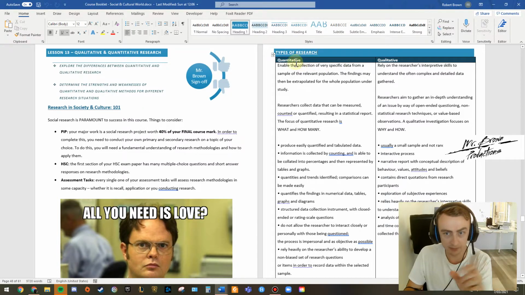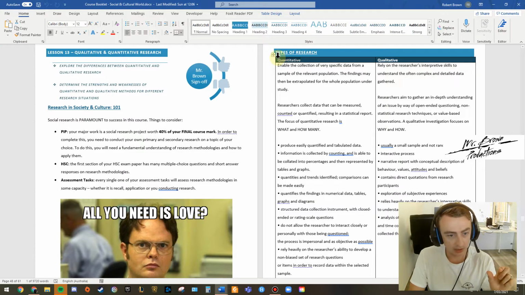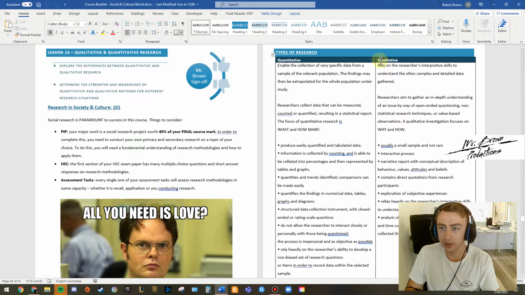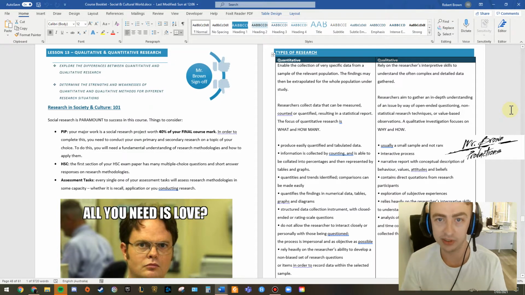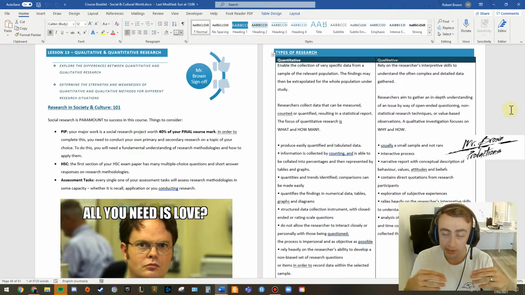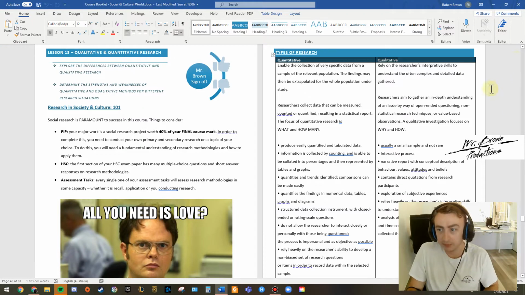On your quantitative card, quantitative sounds like quantity, so you think about numbers. In your brackets, write: think about numbers, sounds like quantity. It's like how much. It's very much about numbers and statistics. Once you have done that, get your qualitative card out, and in brackets, write: qualitative sounds like quality. So it's more in depth and doesn't involve numbers. It's more about personal experiences and in-depth knowledge.